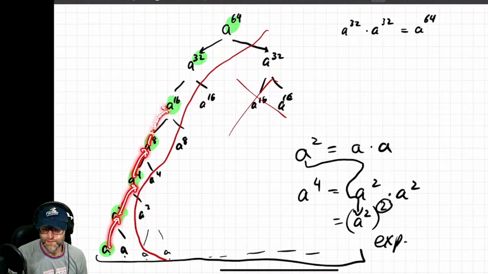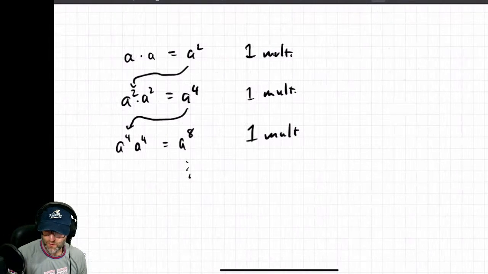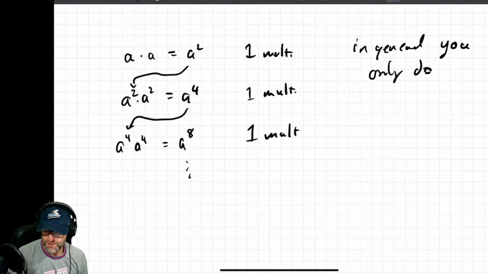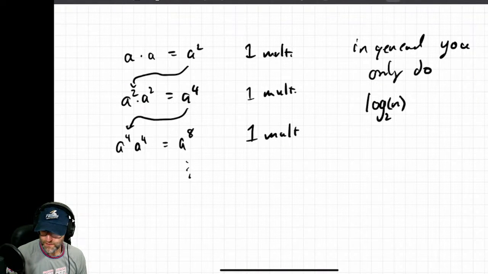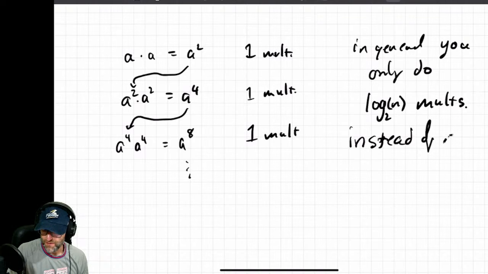Instead of 64. In general, you only do log n multiplications, log base 2 of course is always implicit, instead of n. And you might be thinking to yourself, well, that does look like a good improvement. Going from n to log n, that is an exponential speedup.